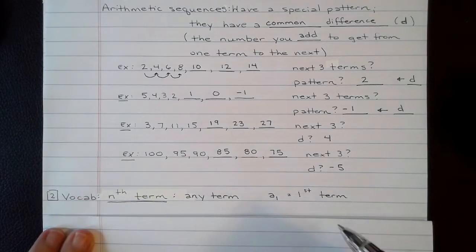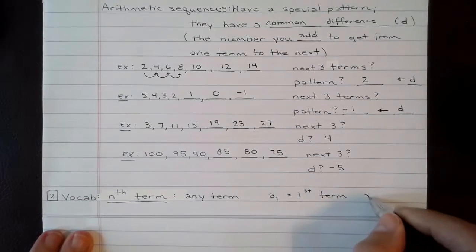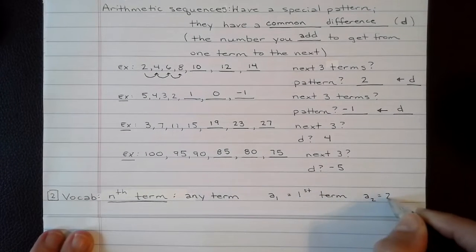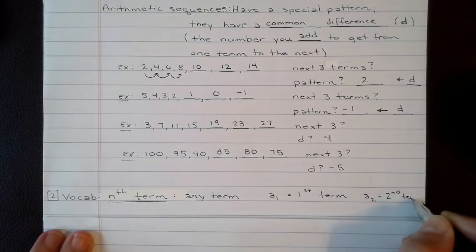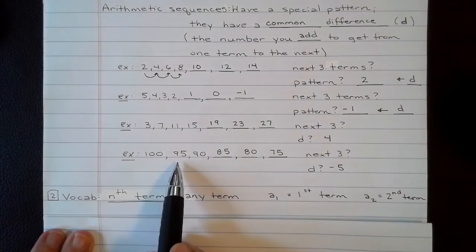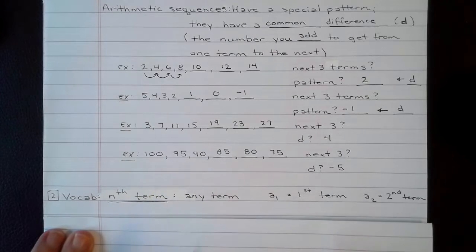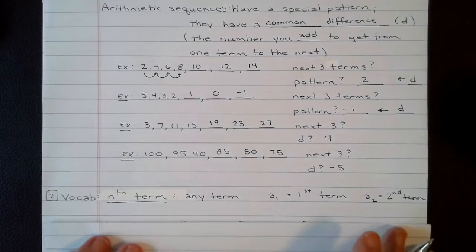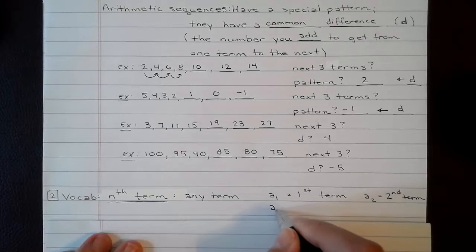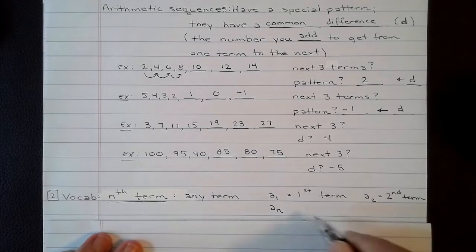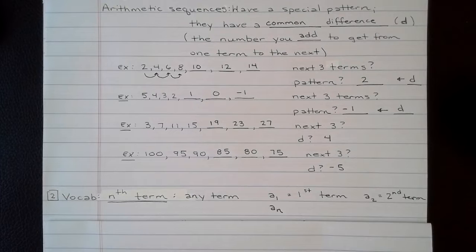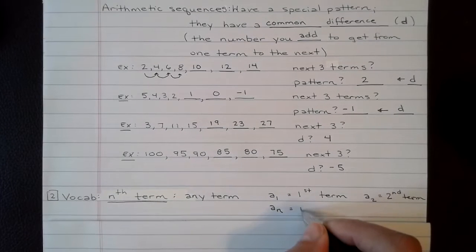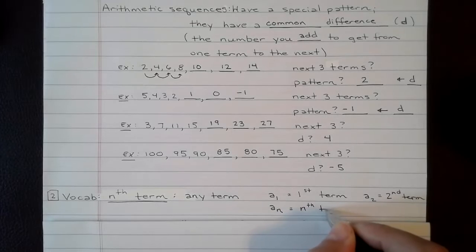That's our A1. And if we say A2, that's just your second term. The second term of this sequence, our A2, would be 95. And this is just talking about, hey, I want to be able to find any term. Maybe it's the third, the fourth, the fifth, I don't know, the 3,000th, whatever it is. This is something that we just call the nth term.